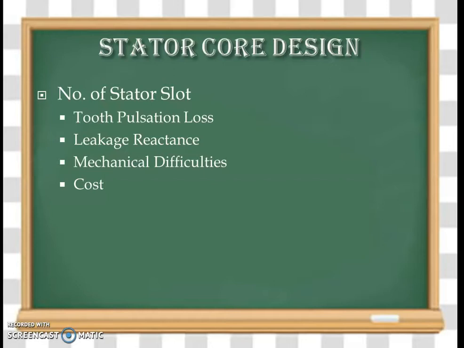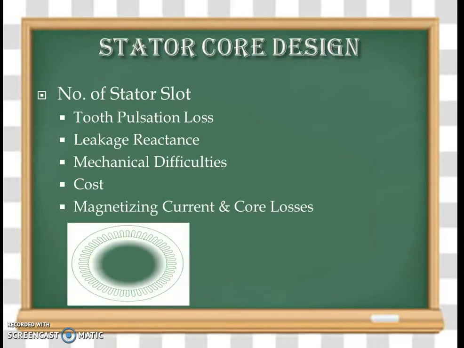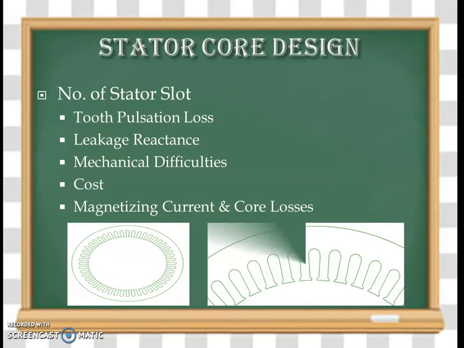Our next factor is cost. A large number of slots obviously needs more number of coils to be wound, which will increase the labor cost. And last is magnetizing current and coil losses. Using a large number of stator slots results in higher flux density in tooth section and eventually higher magnetizing current, poor power factor, and increased iron losses. So this way we have to consider all the factors while deciding the total number of stator slots.